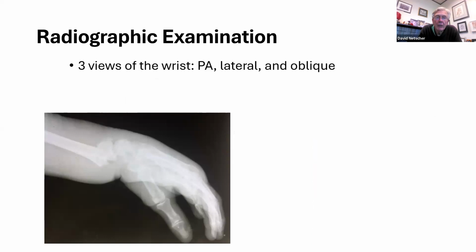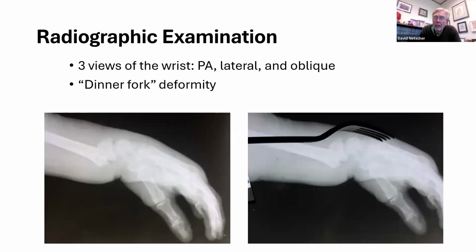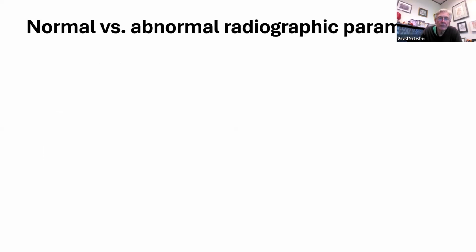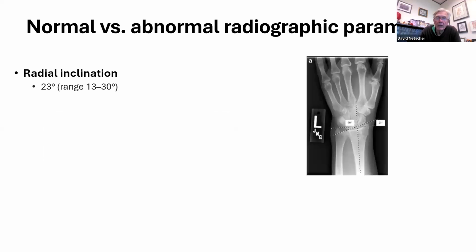The radiographic examination, characteristically, the three views, the PA, lateral, and oblique of the wrist. And, of course, the lateral is the giveaway, the classic so-called dinner fork injury, as the colleagues described it. When you land on an extended wrist, the fracture gets pushed backwards, and so you get then that dinner fork deformity. It's important to understand normal and abnormal radiographic parameters.